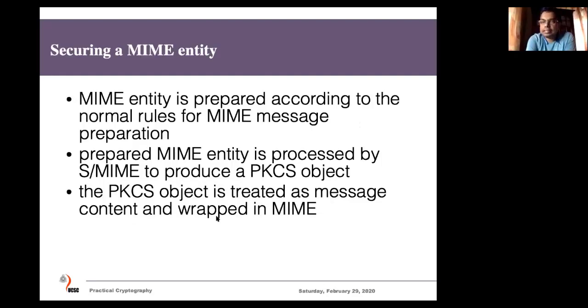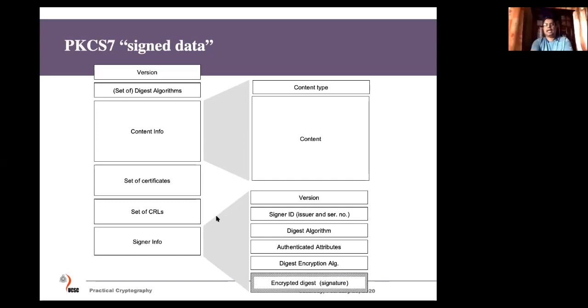The other standard we use for protecting email is S/MIME, or Secure MIME. It is an extension to the Internet MIME standard. The S/MIME entity uses the standard we call Public Key Cryptography Standard number 7, or PKCS 7. Using the PKCS 7 standard, we can create the S/MIME protected message. So this is how the S/MIME signature data structure looks.